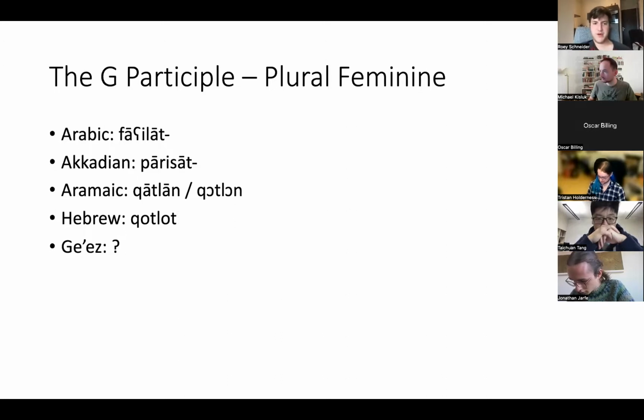And the plural feminine, again, at, in Aramaic an, which is interesting, and ot. Everything clear so far? Okay.